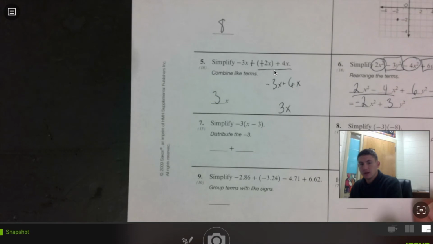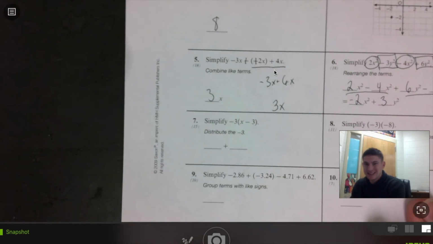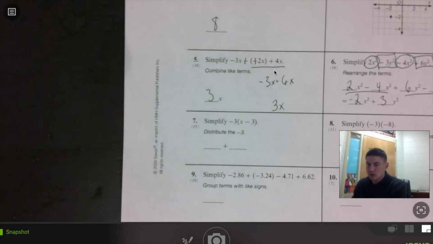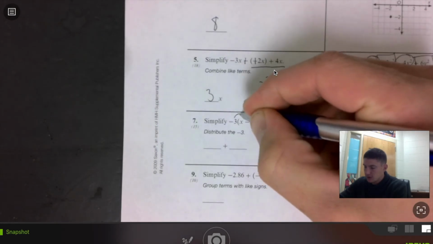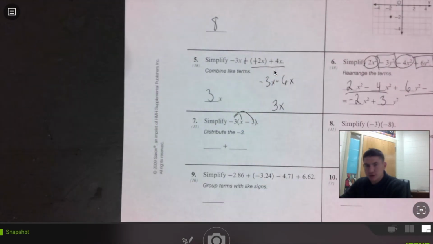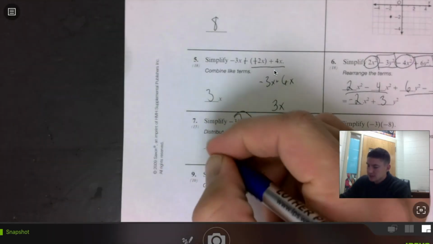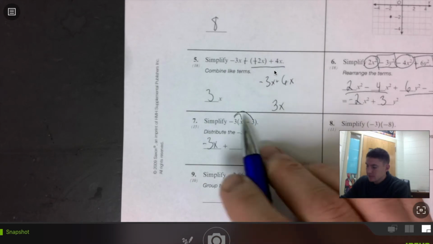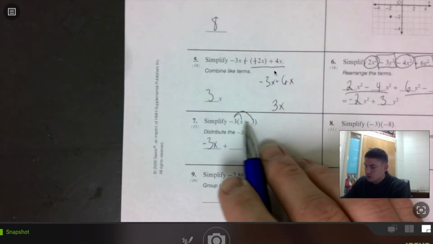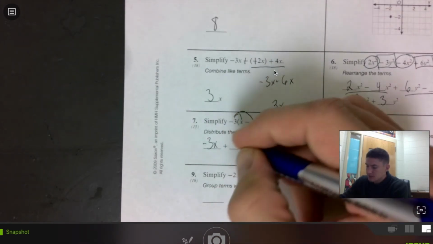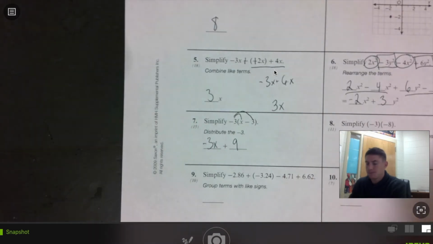Number 7, simplify the expression negative 3 times in parentheses x minus 3. We're using our distributive property, in which we're distributing that negative 3 to both of these terms on the inside. Whatever's on the outside, we multiply what's on the inside. In this case, you're going to multiply negative 3 times x, negative 3x, and negative 3 times negative 3. Two negatives are going to make a positive. 3 times 3 then is 9.